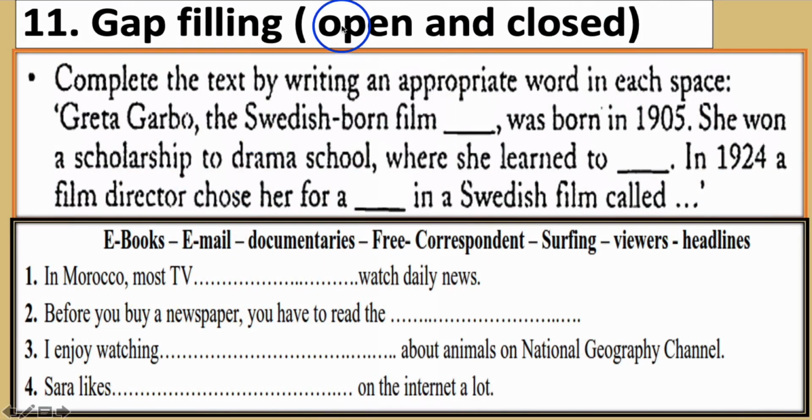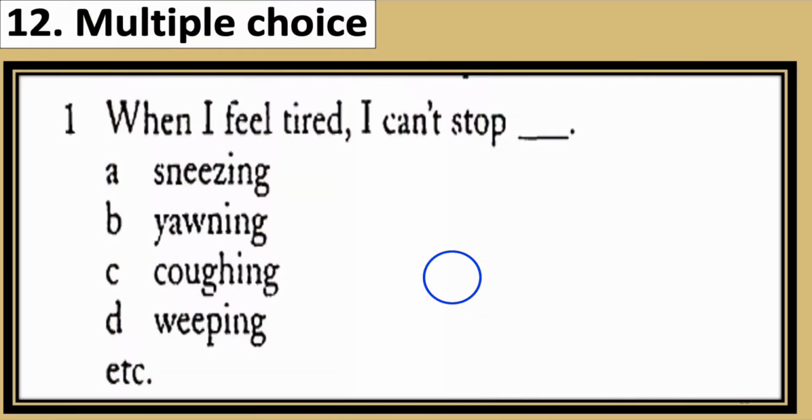Gap filling, open and closed. Complete the text by writing an appropriate word in each space. So gap filling, we have two types. We have open and closed. Open means that we don't give you options from which you can select. But for closed, we give you options. For example, here you need to choose from the following list. So here in closed, we give a list. But for the first one, we don't give a list. So this one is called open. The first one is open, and the second one is closed. Also, we have multiple choice. You have to select.